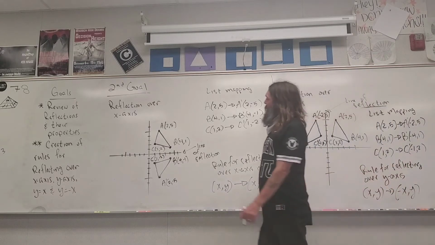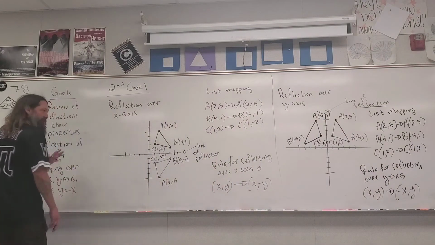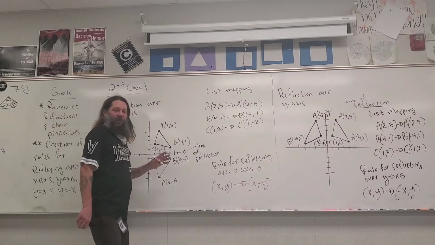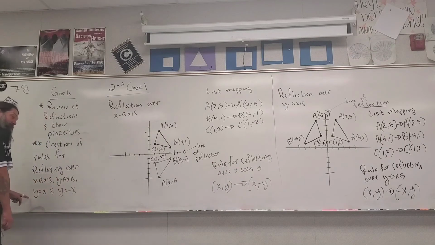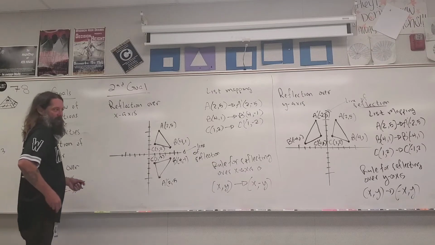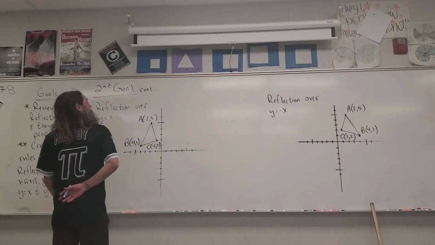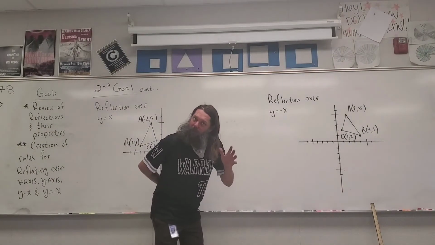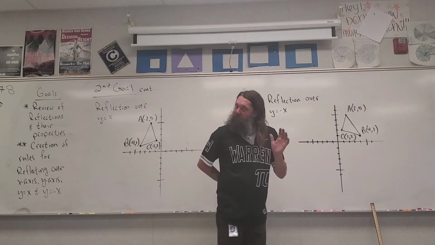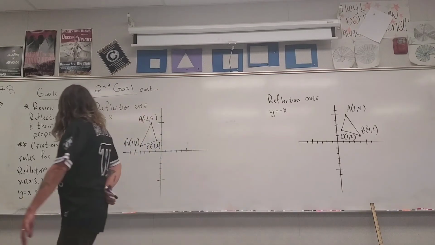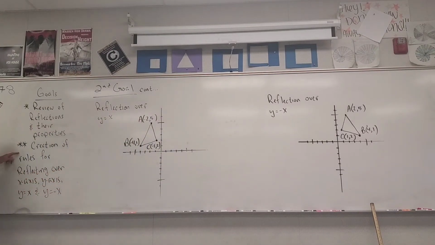So let me go ahead and erase everything. We'll come back and look at a scenario for mapping over the line y equals x and the line y equals -x. So let me clean this up and I'll be back. I'm back again for the last time, I promise. So we're working on the second goal. We're going to create rules for reflecting over the line y equals x and y equals -x.